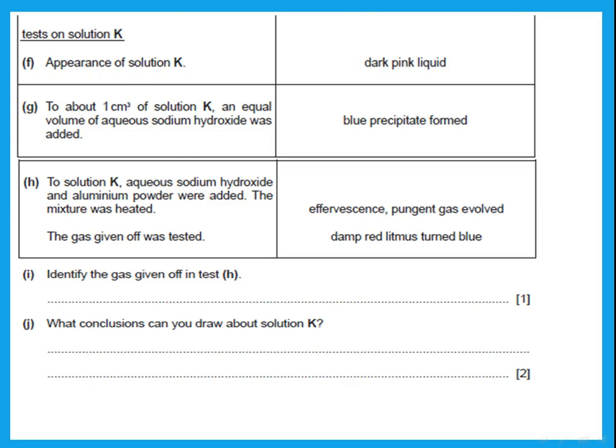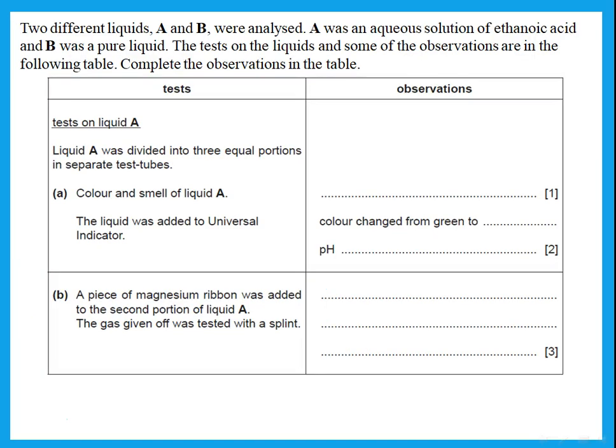So, first thing, identify the gas given off in test H. Yes, test H. Which gas turns damp red litmus paper to blue? Ammonia. So, from these tests, what conclusions can you draw about solution K? We said it contains a transition metal, but I cannot say copper because the solution is pink. Okay, so it is some other transition metal. And test H, of course, was the one that told us that we have nitrate ions.